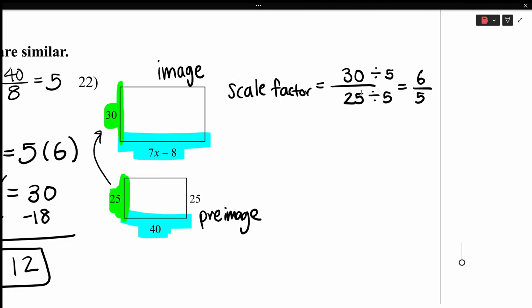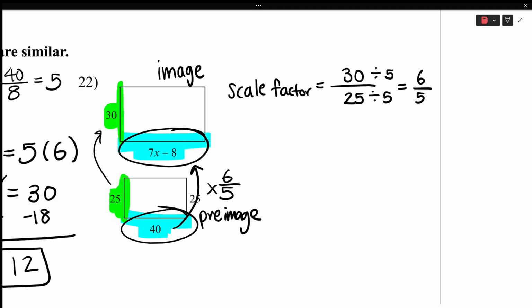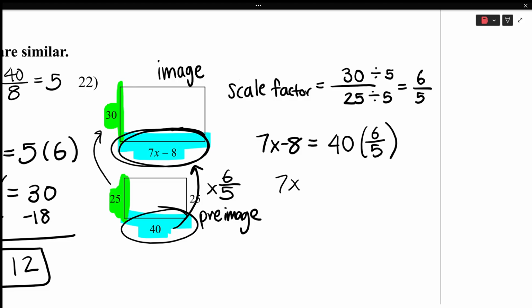So when you compare this side and this side, 40 times 6 over 5 gets you 7x minus 8, right? So 7x minus 8 is equal to 40 times 6 over 5. Let's simplify the right side: multiply the top, then divide by the bottom. 40 times 6 is 240, divided by 5, that is 48.